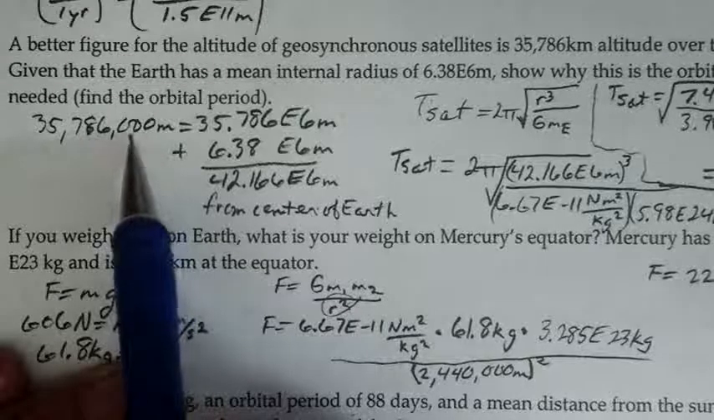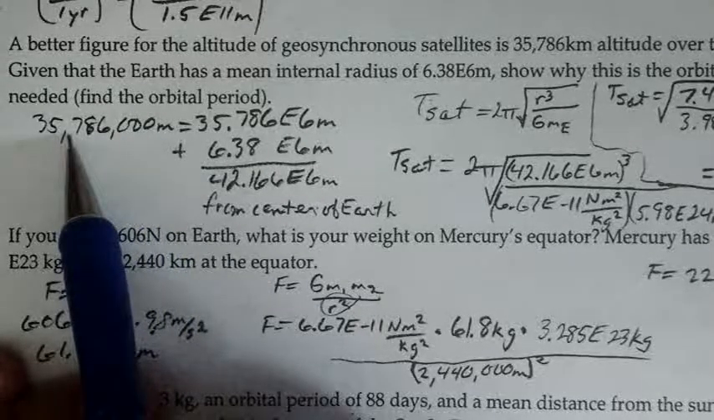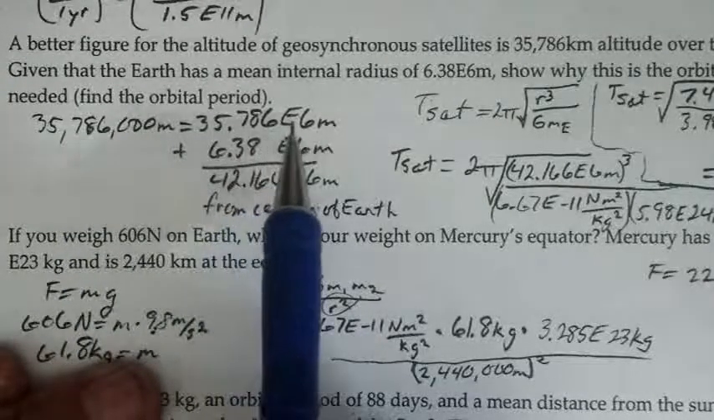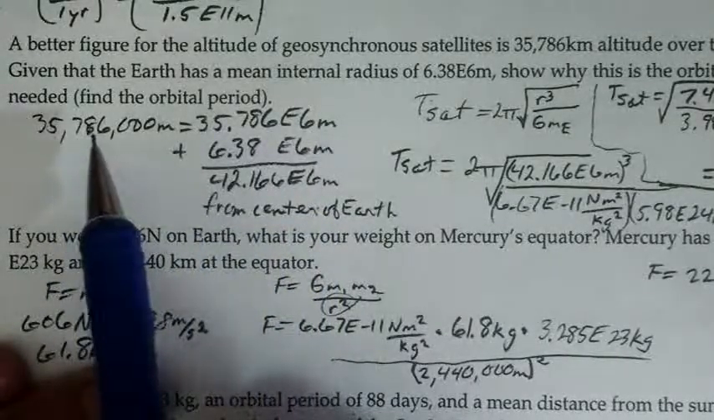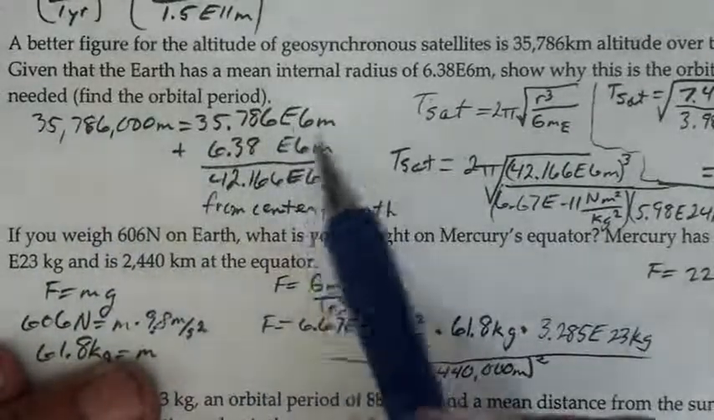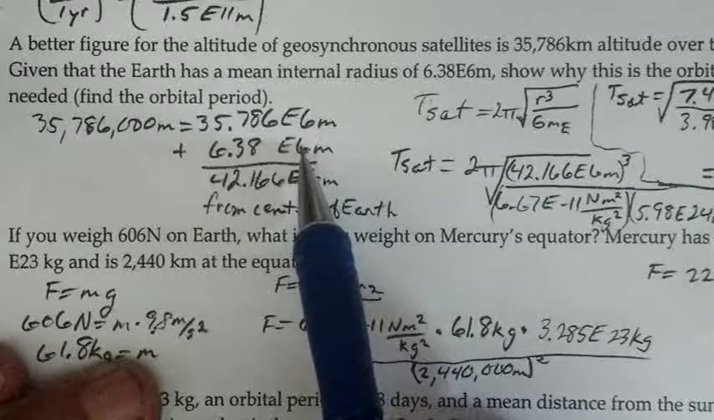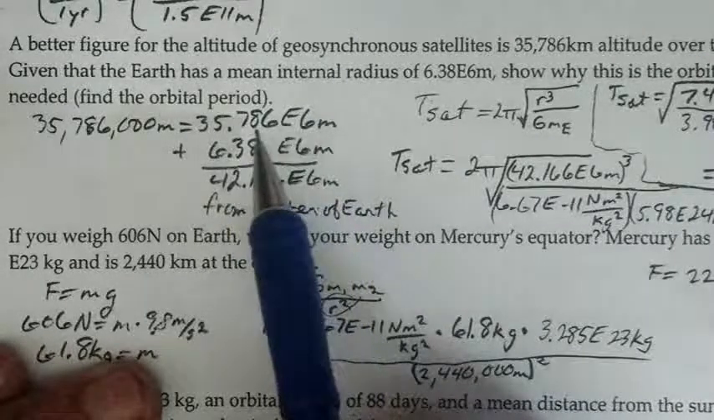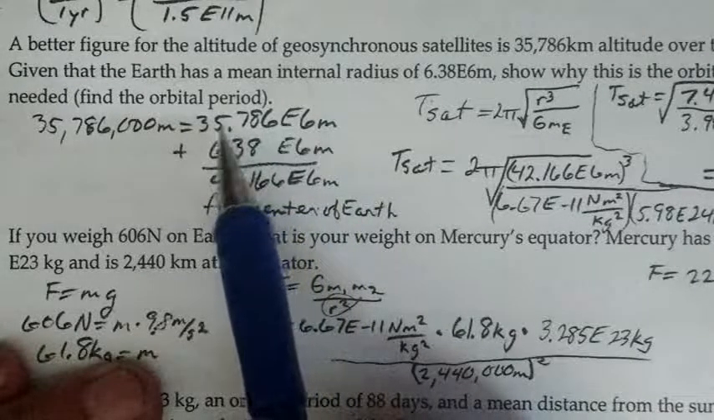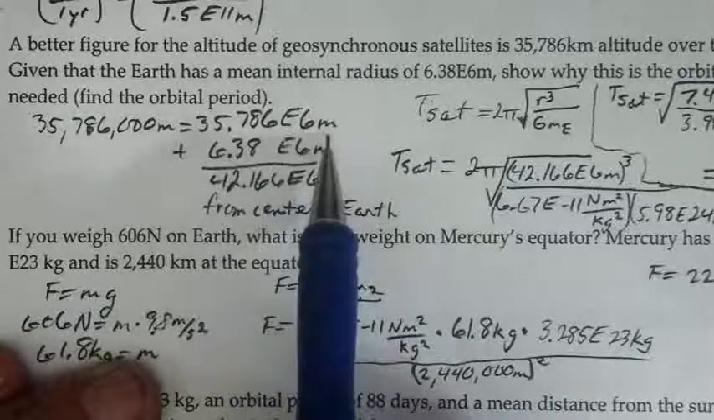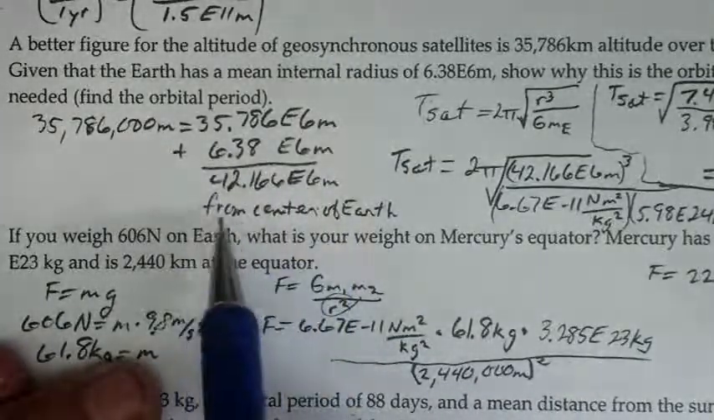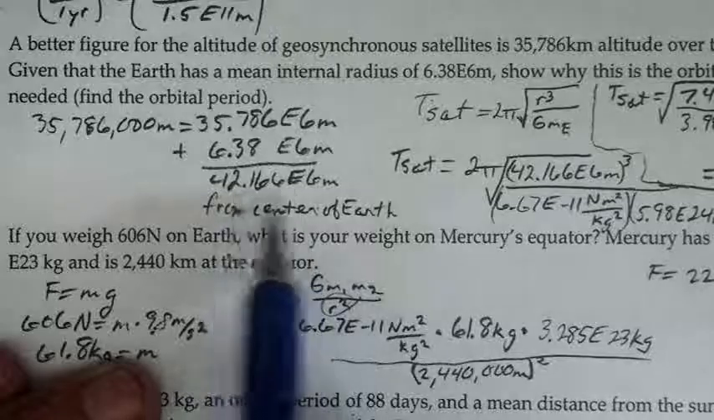So I'm going to go 1, 2, 3, 4, 5, 6, and I'm going to get 35.786 E6. That's not scientific notation, somebody will say. Yeah, I know, but I have to have these the same or they don't add. It's still true. Just because the decimal is not digit dot doesn't make it not true. So I can add these, and here's the distance from the center of the Earth to the satellite.